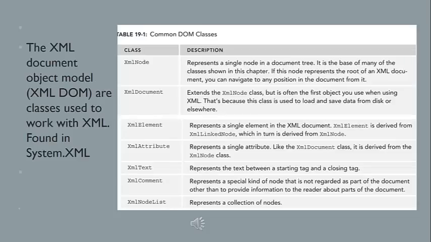The XML Document Object Model, XML DOM, is a set of classes used to work with XML and found in System.Xml. Some common classes are XmlNode, XmlDocument, XmlElement, XmlAttribute, XmlText, XmlComment, and XmlNodeList. The names are fairly self-explanatory.